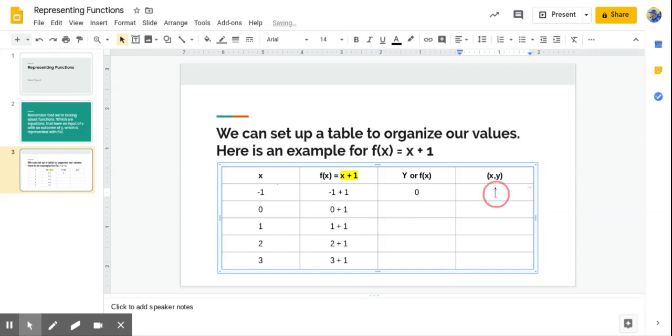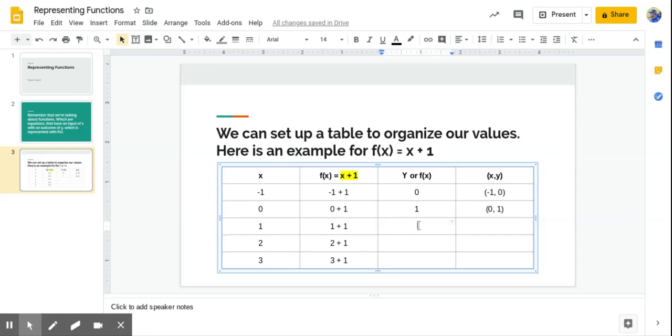And that means that this ordered pair then is going to be the x value and the y value. So the x value was -1, and the y value that we found was 0. So in this second row, the f of x value, or the y value, is 0 plus 1, so it's 1. So our ordered pair would be 0, 1.